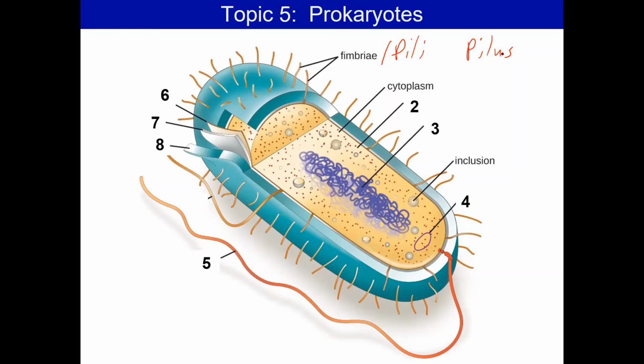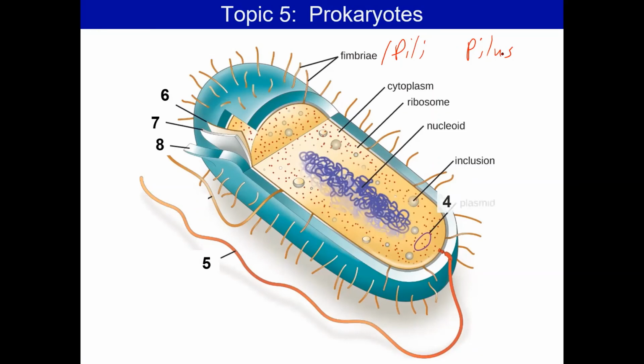So number two, it's a little hard to tell what number two is pointing to because it looks like cytoplasm, but you can see cytoplasm is already labeled. So number two is actually a ribosome. Ribosomes are for protein synthesis. So number three, we've got this lump of DNA. It has a name, and the terminology used for that is the nucleoid.